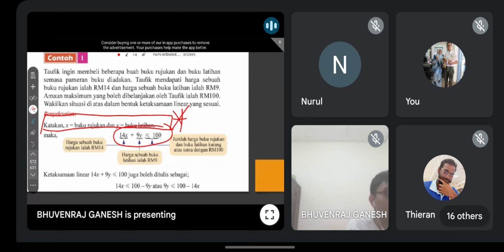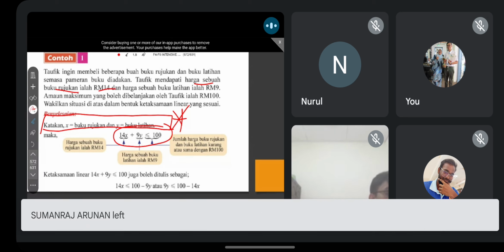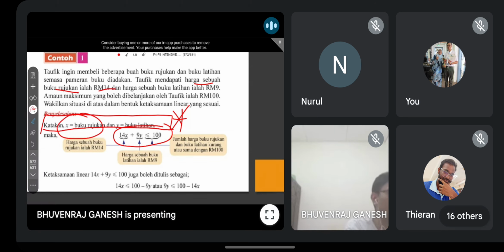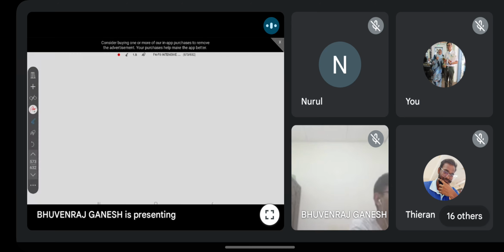They say the price of a reference book is RM14. So one reference book is 14, meaning x reference books, you get 14x. And then one exercise book is RM9, y exercise books means 9y. And then the maximum is RM100. There are some keywords, guys. Maybe I'll go through with you, we test and see whether you understand the keywords or not.